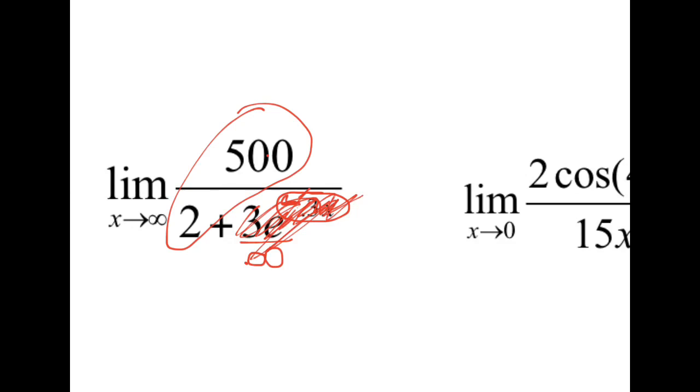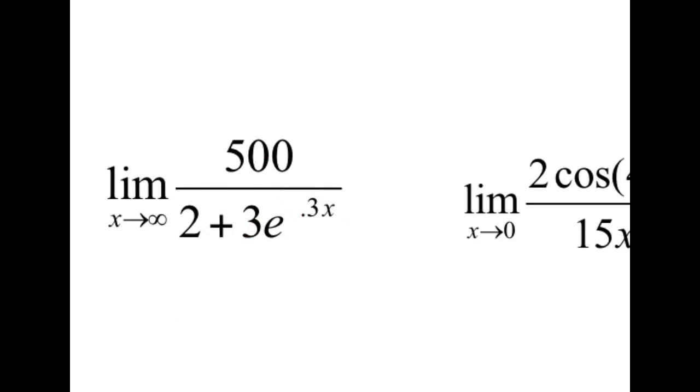Finding that horizontal asymptote is 250. But let's pretend like it did actually say positive 0.3x there. We'll think about how that's going to change the problem. As x approaches infinity of this, now that numerator is going to infinity. So I have 3 to the infinity, which is going to give me infinity, plus 2 is still infinity. So I have 500 over infinity, so that limit would be 0. It's essentially a horizontal flip there.